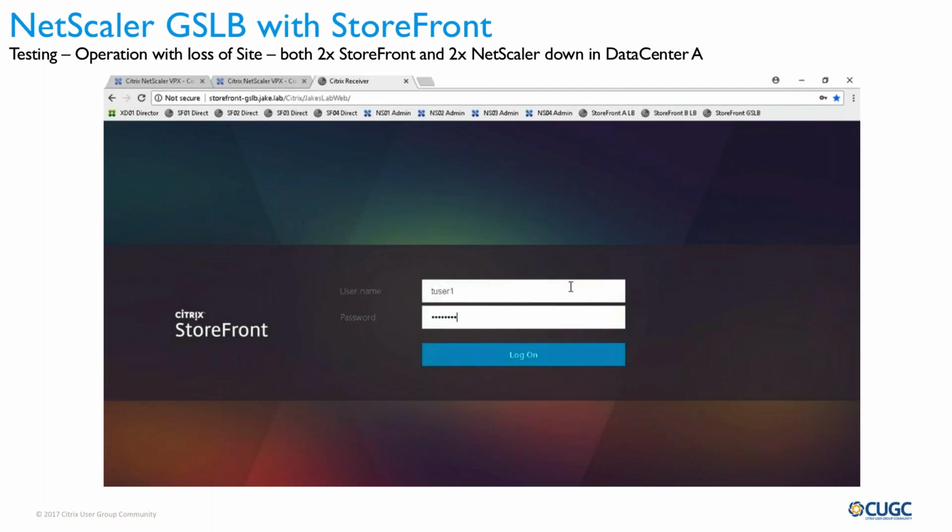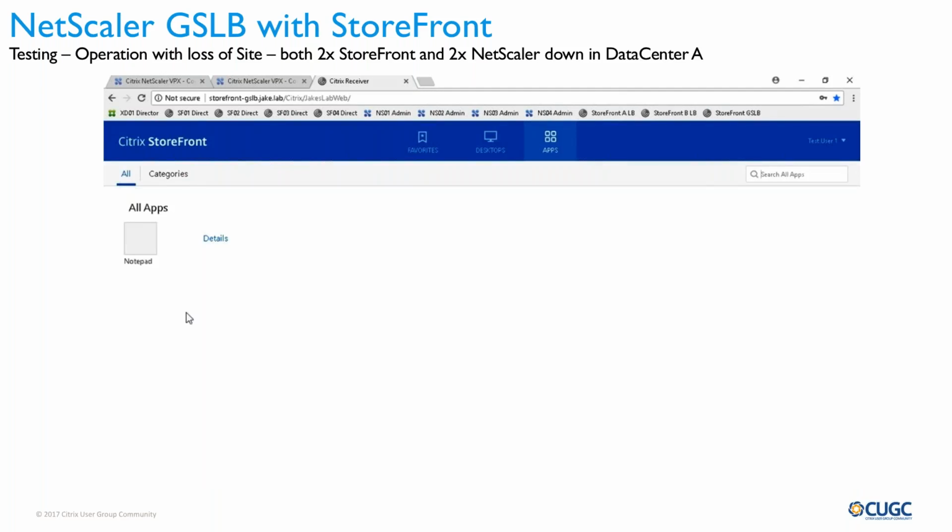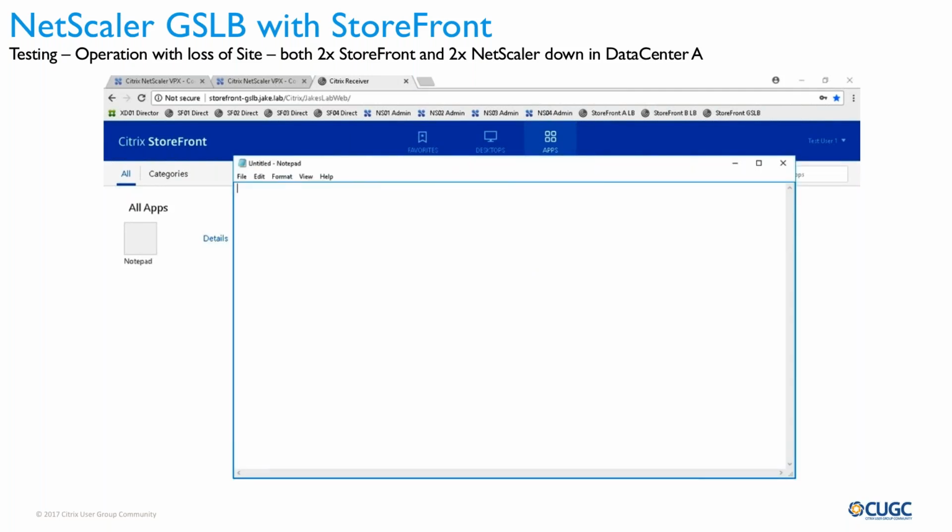You'll notice the page is still up. We can go to the page, we can log in as normal, and we can pull that application. So in this situation, we've lost 50% of our access layer, and I'm still able to launch applications without any problem at all. So that's hopefully an idea of how powerful that is.